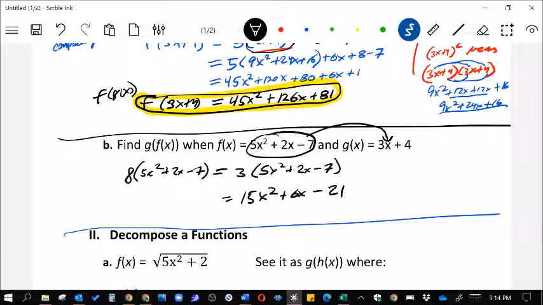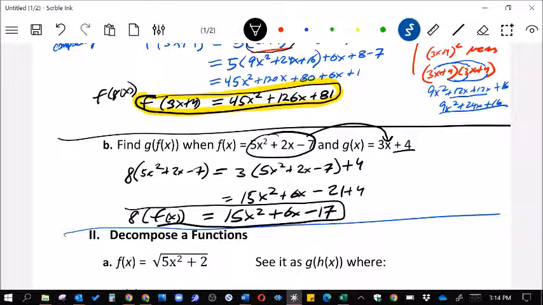Oh, I forgot the plus 4, didn't I? Wait a second. There's a plus 4 here. So it's a good thing I caught that in time. So g of f of x is equal to 15x squared plus 6x minus 17. That makes sense. Now, that brings up the point that it's easy sometimes to miss one thing with all of these variables and numbers. So watch out for it. In this case, I was able to catch it and put it back in before it was too late.